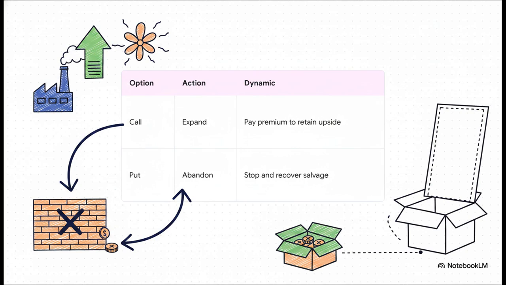Think about investing in a small pilot program. That is basically buying a call option. You're paying a premium upfront for the right to expand later. If that first phase is a massive hit, you exercise your call option and capture all that upside.